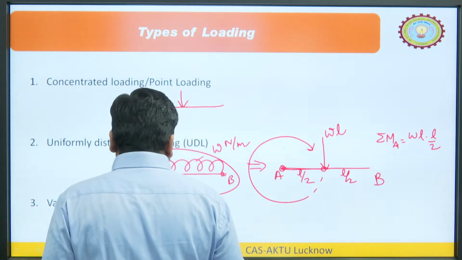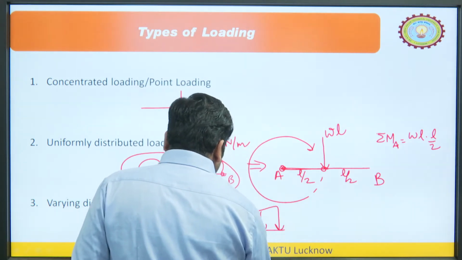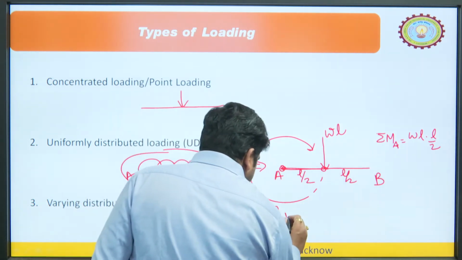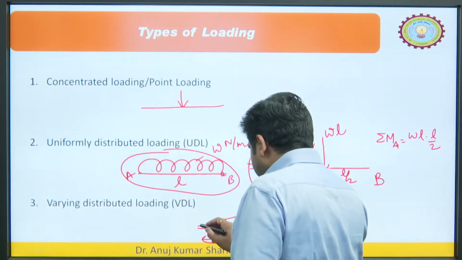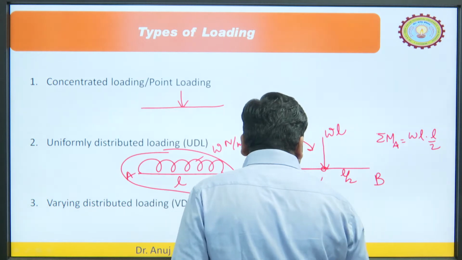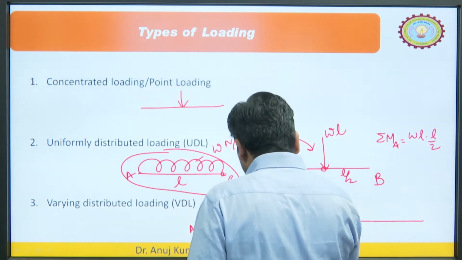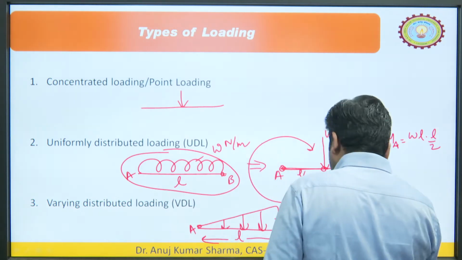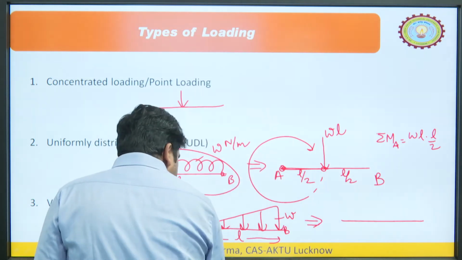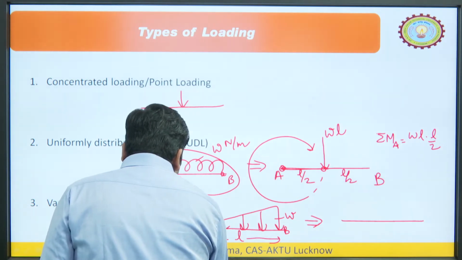Similarly, for the varying distributed load, let us say this is the triangle, and this is L, the total length is L and the intensity is W. So, also we have to convert it into the point load. This is A, this is B. How can it be converted? The value of this load would be equal to the area of this triangle, and that area is half into the base, where the base is L and the height is W. So, that would be equal to W L by 2.